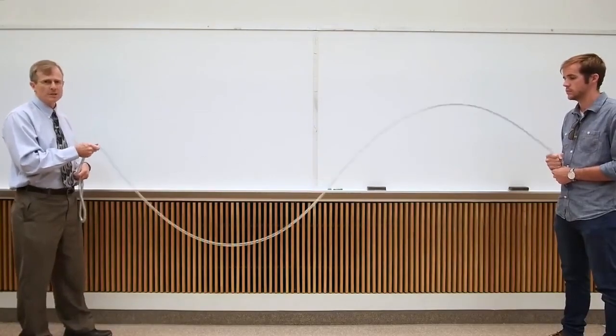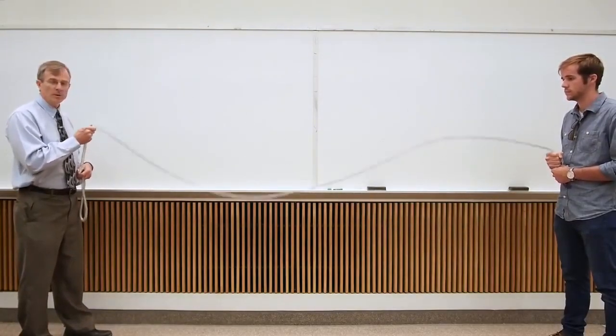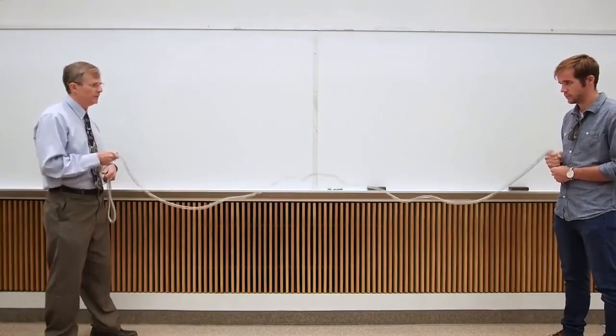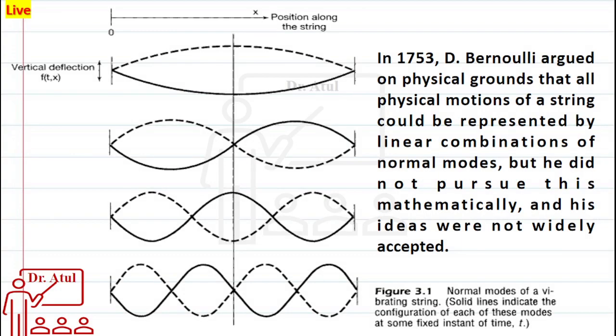So in 1753, Bernoulli had given this idea to represent strings in the form of the modes. You can see here, this is given in the Oppenheim book, figure number 3.1. This picture is taken from there, and it is showing how a motion of string can be converted to the vibrating string. But the problem was that Bernoulli was not able to convert it in a mathematical form. So therefore, his ideas were not widely accepted by the physicists and mathematicians of that time.